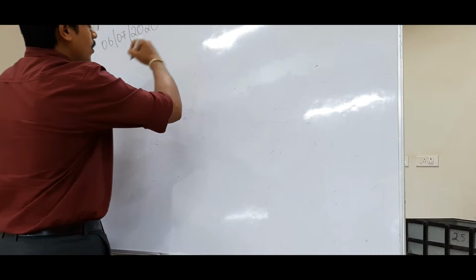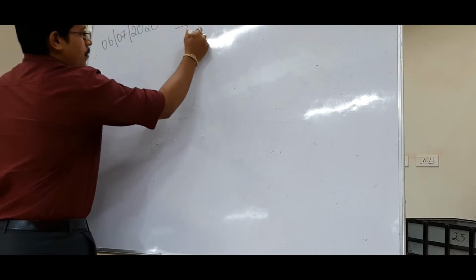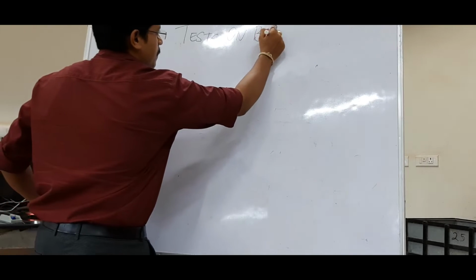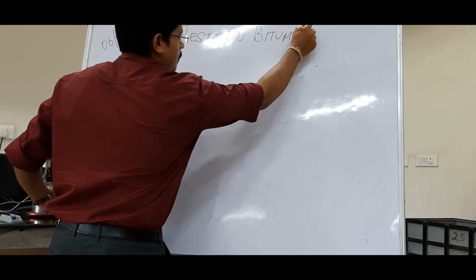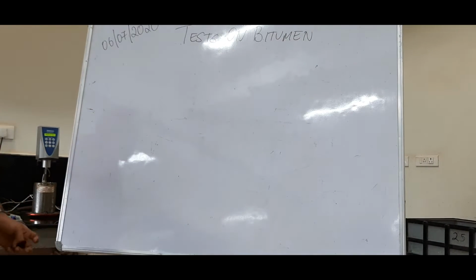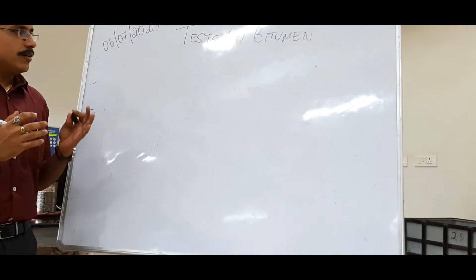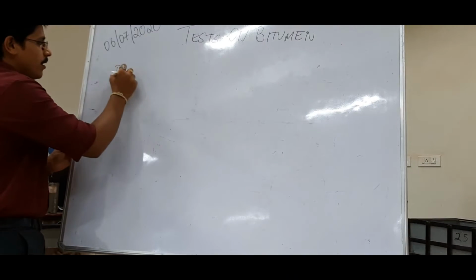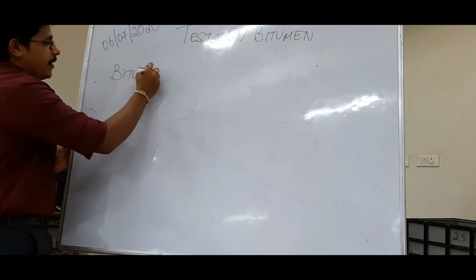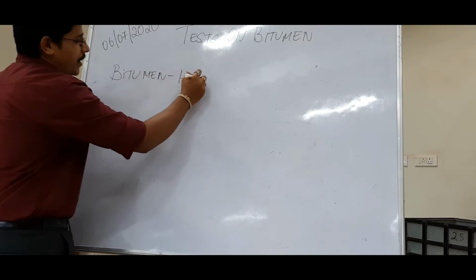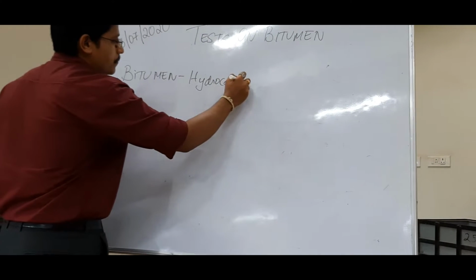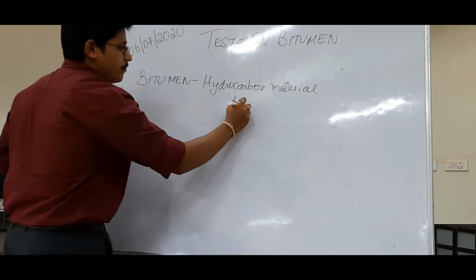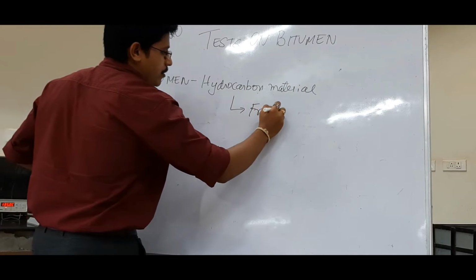Dear students, today we will start the tests on bitumen. So we all know what bitumen is. Bitumen is a product used in constructing bituminous pavements or flexible pavements. Bitumen is basically a hydrocarbon material which we obtain from a process called fractional distillation.